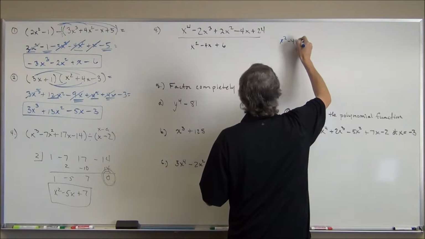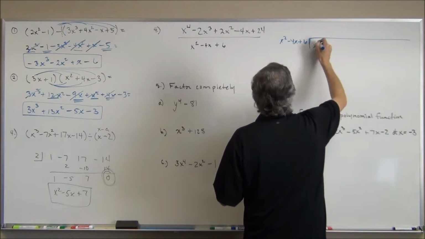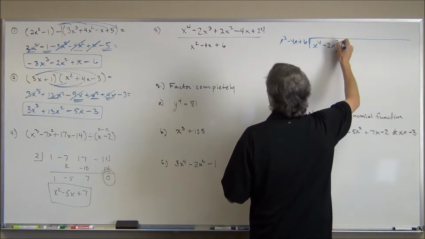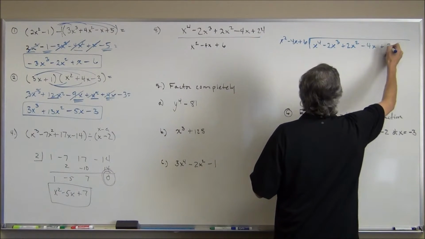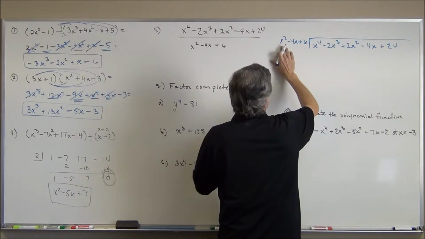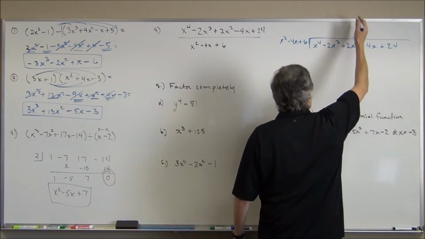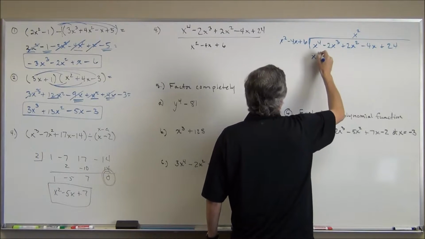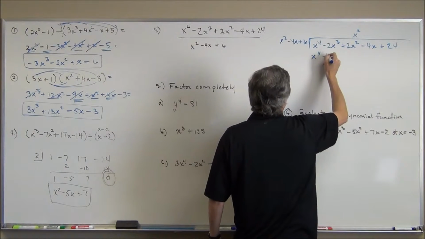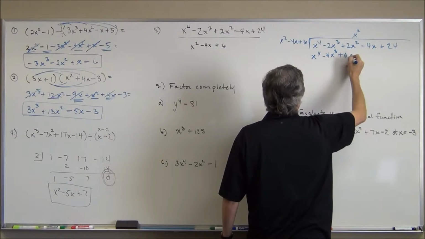X squared minus 4x plus 6, dividing into x to the fourth minus 2x to the third plus 2x to the second minus 4x plus 24. So I'm going to go ahead and say what times x squared gives me x to the fourth? That's x squared. And notice how I line up my like terms. X squared times x squared is x to the fourth. X squared times minus 4x is minus 4x to the third. X squared times plus 6 is plus 6x squared.